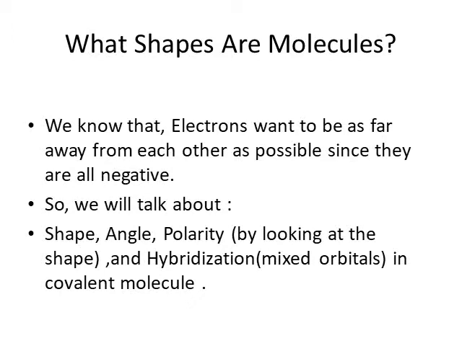How can I know the polarity? Yes, by looking at the shape. What about hybridization? It means mixed orbitals. We know that we have s orbital, p orbital, and d. Yes, mixing these orbitals with each other gives hybridization.